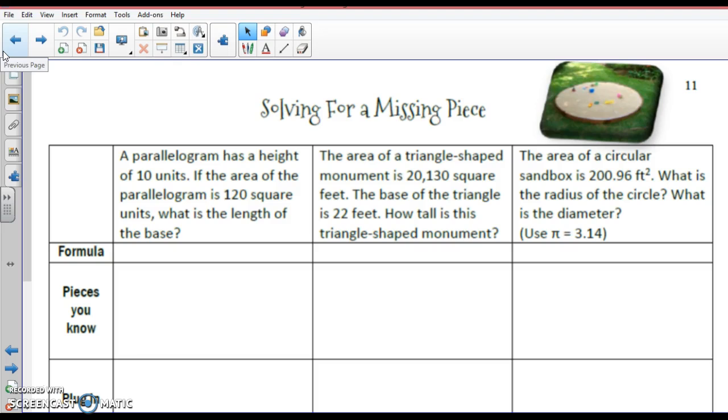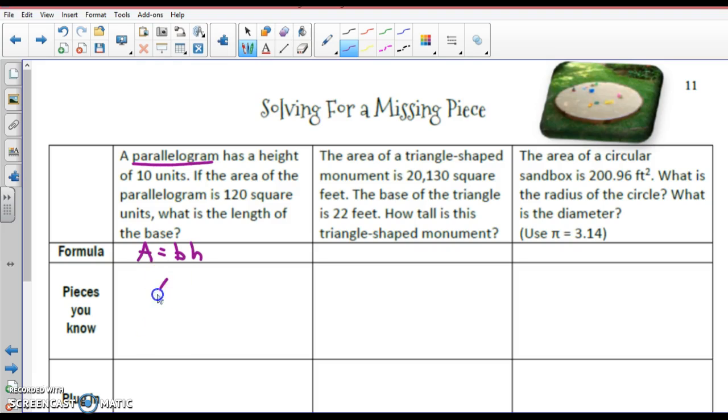A parallelogram has a height of 10 units. If the area of the parallelogram is 120 square units, what is the length of the base? Well, first thing we're going to do, we're talking about a parallelogram, so you are going to look on your formula sheet. When you take a look on your formula sheet, the area of a parallelogram, the formula is area equals base times height.